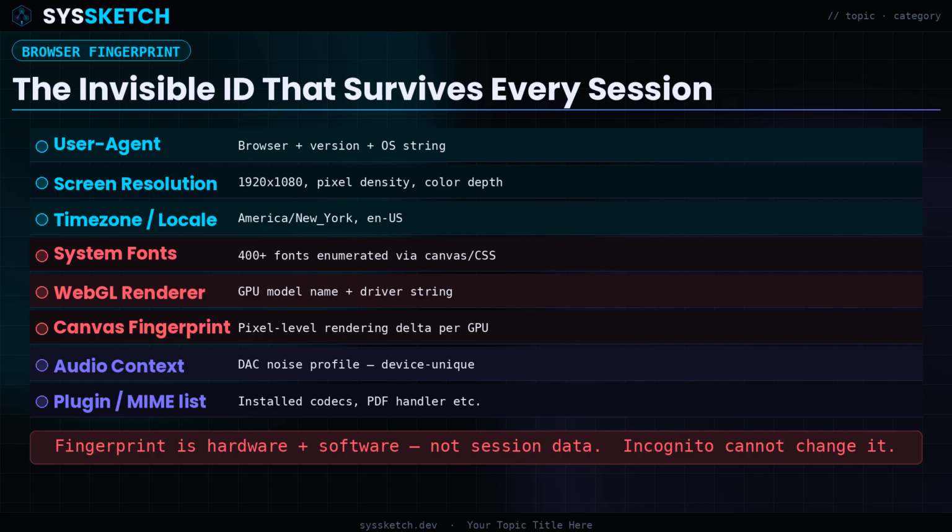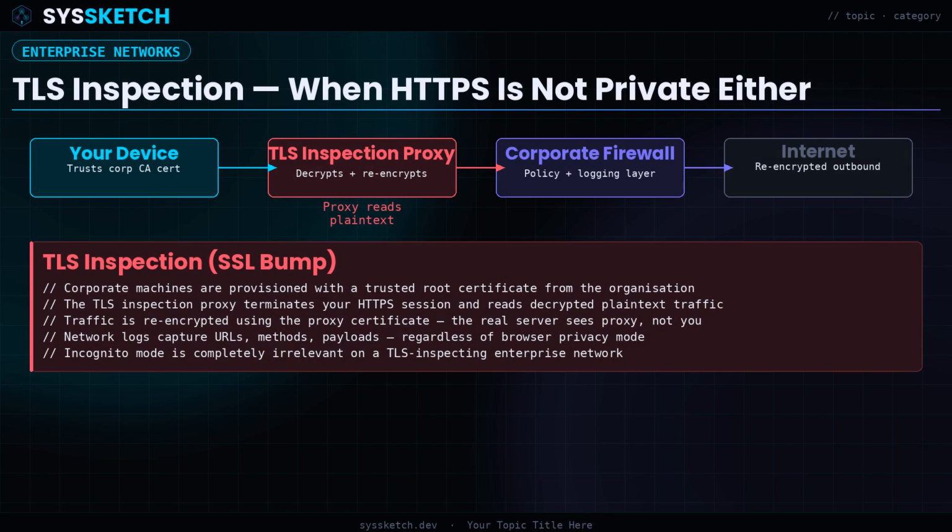If you are on a corporate or school network, the situation is even more exposed. Many enterprise networks operate a TLS inspection proxy, sometimes called an SSL intercepting firewall. Your machine is provisioned with a trusted certificate from the organization. When you make an HTTPS request, the proxy terminates your TLS connection, reads the decrypted traffic, re-encrypts it, and forwards it to the destination. The organization sees your plaintext requests. Incognito mode is entirely irrelevant here. The privacy boundary is the network edge, not the browser.